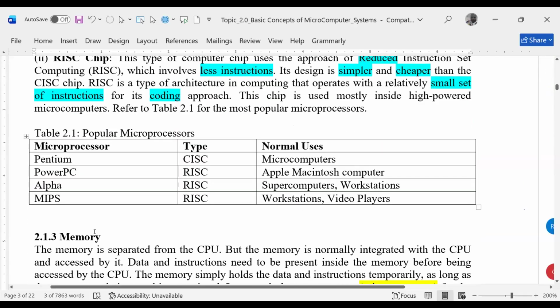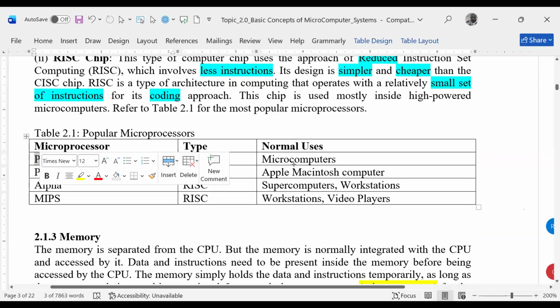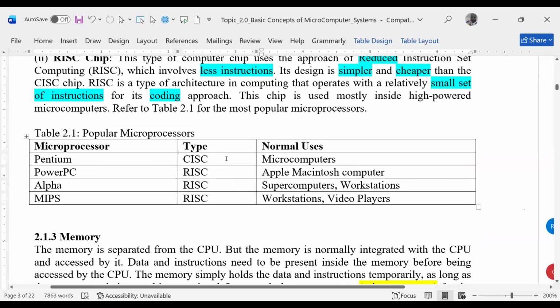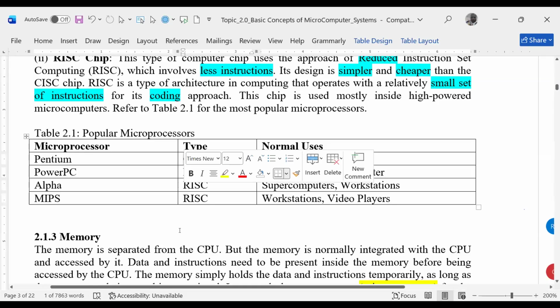An example is what we see here. If a computer uses a processor with the term Pentium, that means it uses what is called the CISC architecture. PowerPC, Alpha, MIPS also use what is called reduced instruction set computing. So if your computer is Pentium, put in mind that the architecture is called CISC, complex instruction set computing.